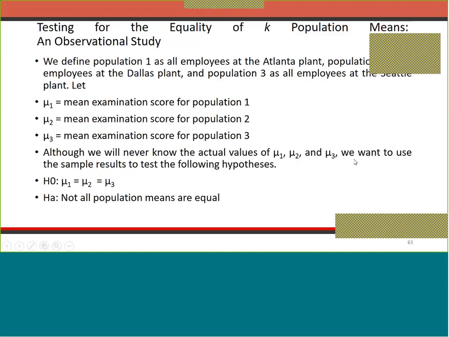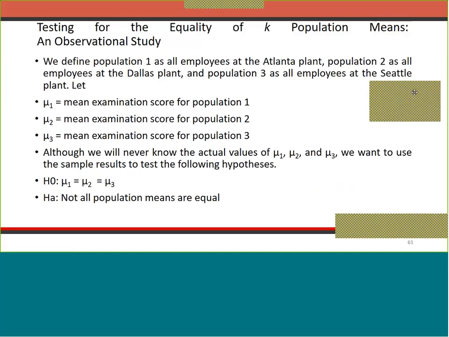We define population 1 as all employees at the Atlanta plant, population 2 as all employees at the Dallas plant, and population 3 as all employees at the Seattle plant. Mu1 is the mean examination score for the first population, the employees at the Atlanta plant. Mu2 is the mean examination score for population 2, the employees at the Dallas plant. And mu3 is the mean examination score for population 3, the employees at the Seattle plant.